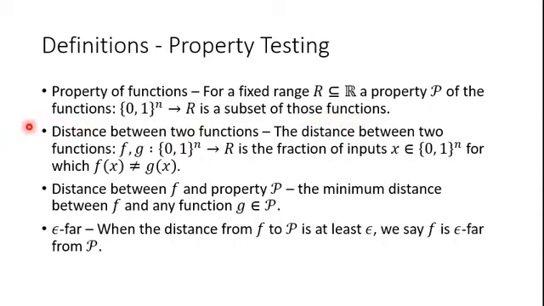The next definition is distance between two functions. The distance between two functions f and g from {0,1}^n to R is the fraction of inputs x in {0,1}^n for which f(x) differs from g(x). The distance between f and a property P, so this time it's a property, is the minimum distance between f and any function g in this property. Again, we've seen this in class. And epsilon-far: when the distance from f to the property P is at least epsilon, we say that f is epsilon-far from the property P.